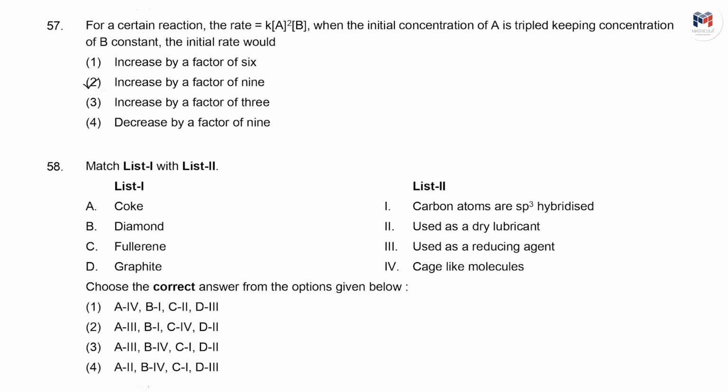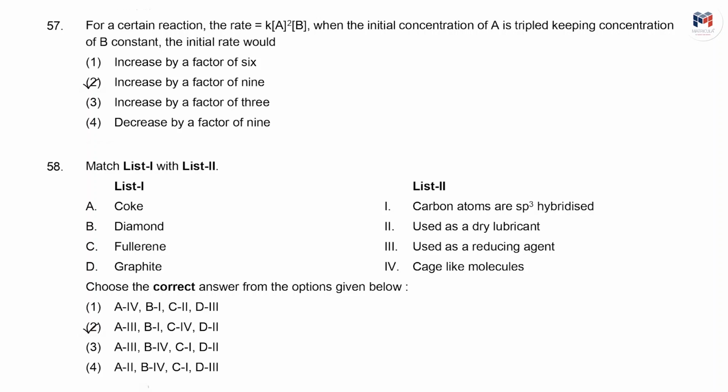Match list 1 with list 2. Under list 1, option A, coke, is to be matched with the third option under list 2, that is used as a reducing agent. Option B, diamond, is to be matched with the first option, that is carbon atoms are sp3 hybridized. Option C, fluorine, is to be matched with the fourth option, that is cage-like molecules. And option D, graphite, is to be matched with the second option, that is used as a dry lubricant. So the final answer is option number 2.